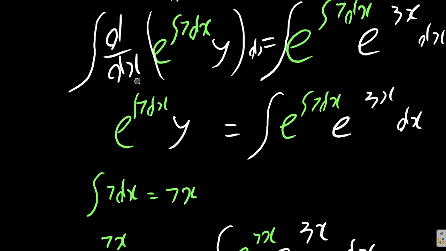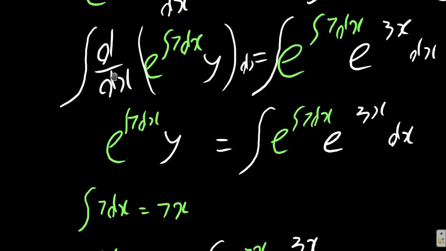When you integrate all of this here, you are integrating the derivative of some function, so the function is left as it was before. You can consider the integral and derivative as if they have cancelled out each other, leaving the function undisturbed. That's equal to, and then we have e to the integral of 7 dx e to the 3x, and the integral of all of that with respect to x dx.